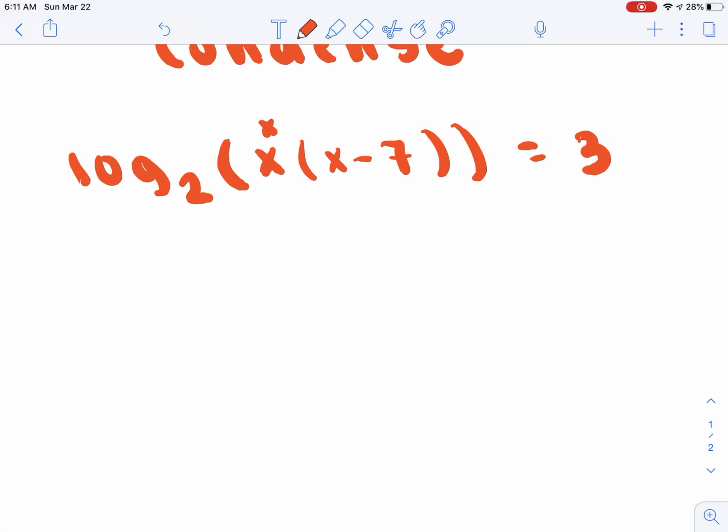Now that's going to give me x squared minus 7x. Be careful. So many people forget that x. You got to make sure you distribute the x to each term. It is a very common mistake. I'd say about 50% of people make that mistake at some point.